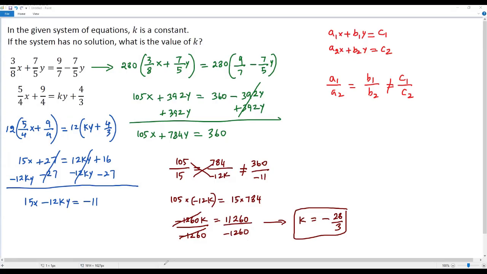So if I want to get the value of k as a decimal, I am getting a very long decimal, that is negative 9.3333. It keeps going, that is negative 9.333, but we can keep the value of k as a fraction, that is negative 28 over 3.